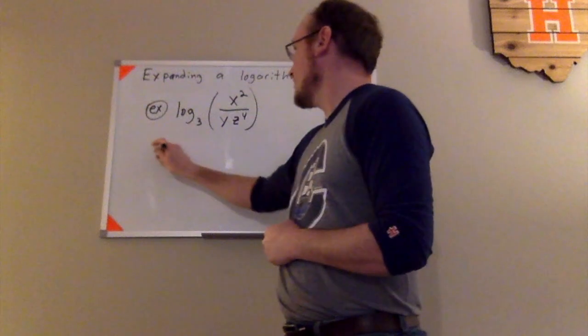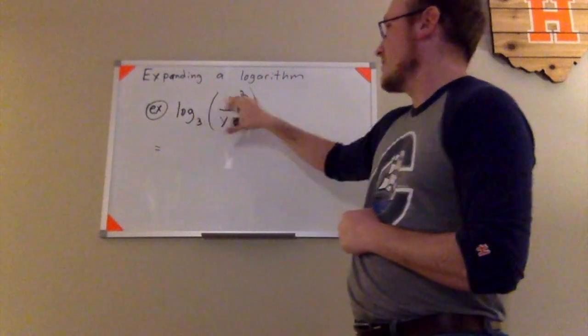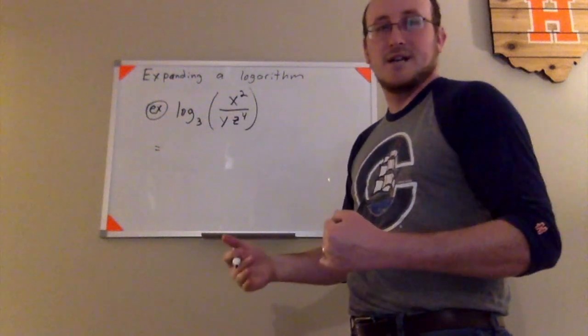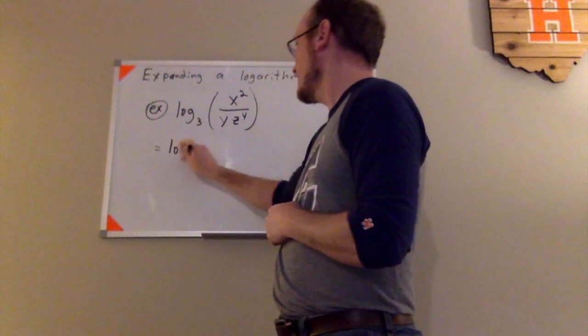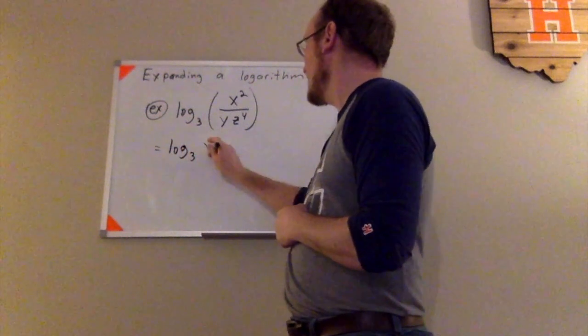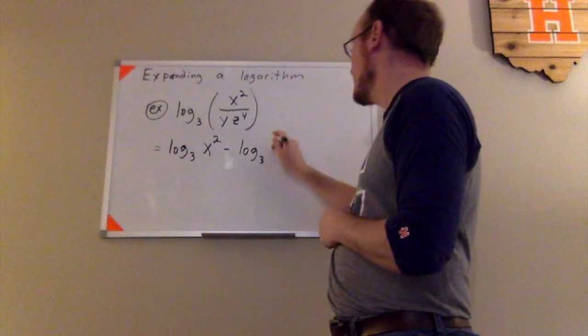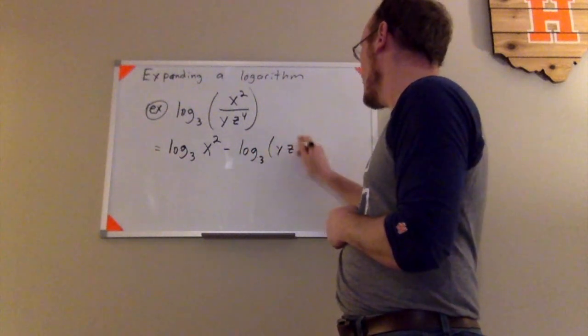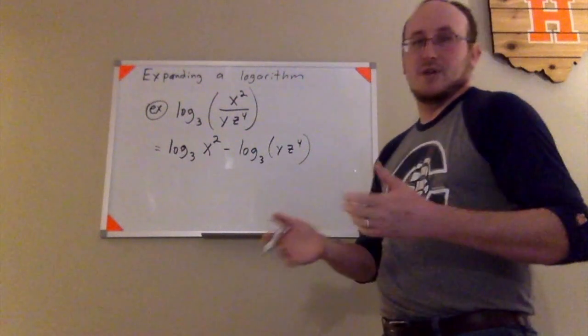First, again, I will start off by using my quotient property. I have the logarithm of a quotient, so I'm going to separate that as the difference of the two logarithms. So this would become log base 3 of the numerator minus log base 3 of the denominator, yz to the 4th, like that. Not too bad. Not really anything different.